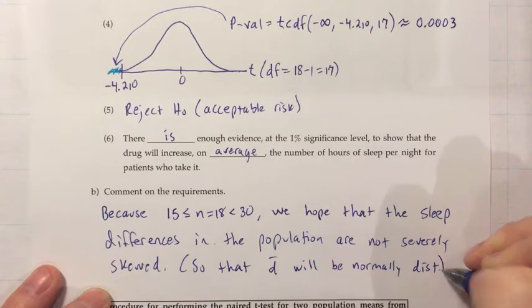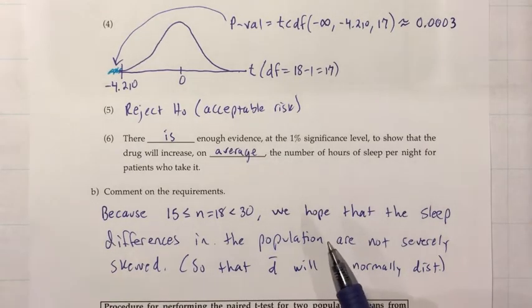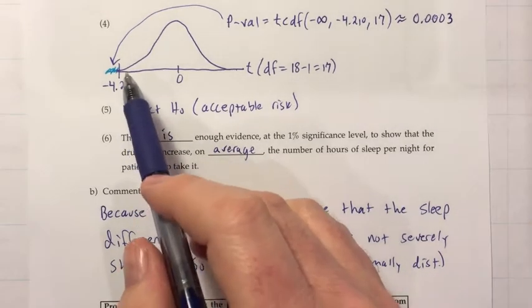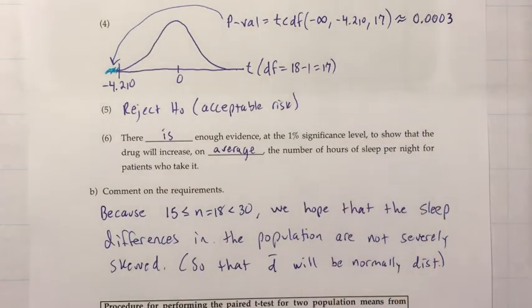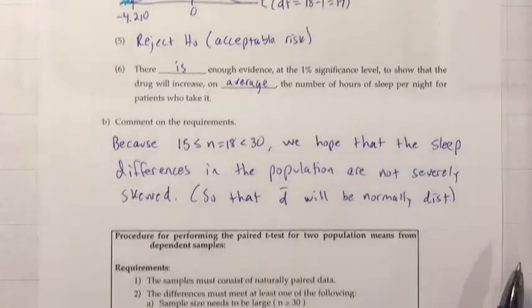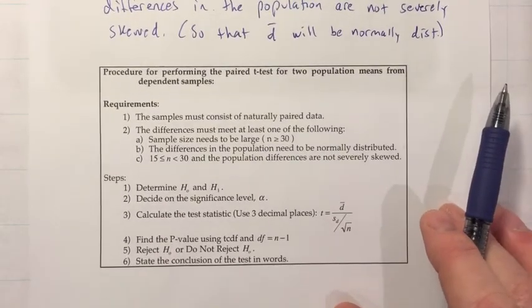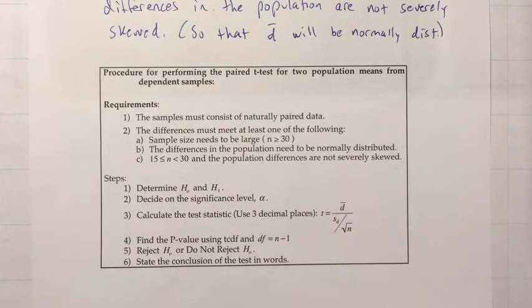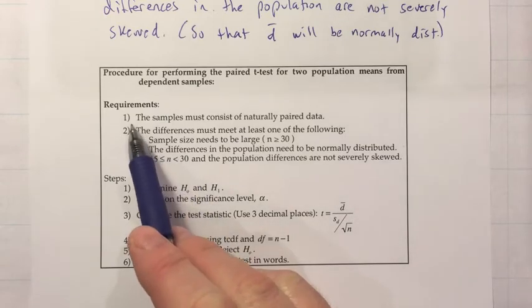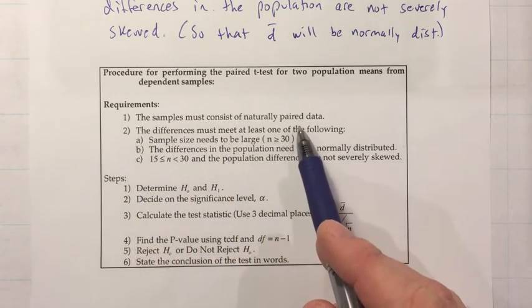Because if D bar is normally distributed, then our t-score will have the t distribution and our p-value will be an accurate calculation. All right, so now let's go ahead and summarize the procedure that we just went through. So this is the procedure for performing the paired t-test for 2 population means from dependent samples. So we're not looking at independent samples in this section. That's section 11.2. That would be where we don't have pairing. So we're only doing this process if we have paired data.